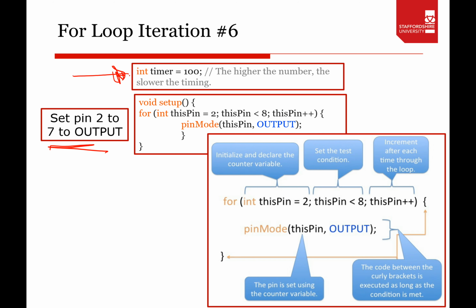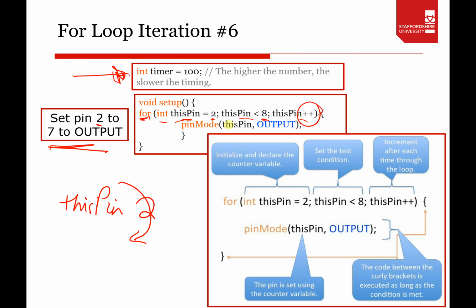A way in which we can do this is have a for loop, a variable called int this pin. So this pin is 2. This pin is less than 8, and then add 1 to this pin. So the first time we go through the loop, this pin is 2. This plus plus means after we've gone through the loop once, add 1 to this pin.